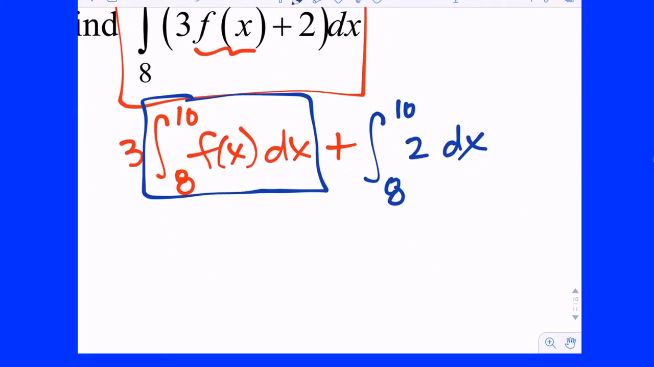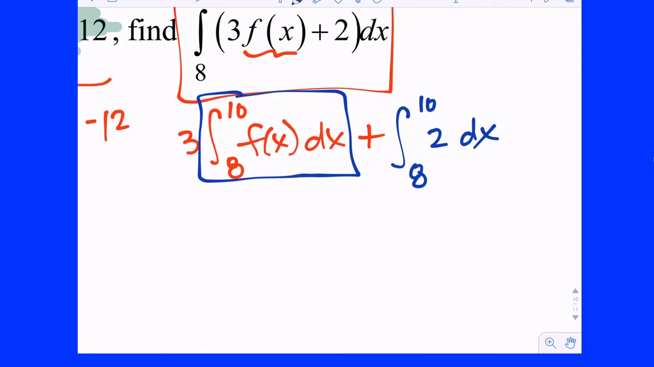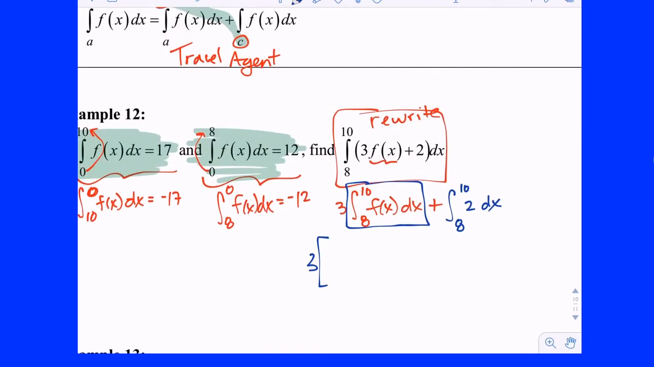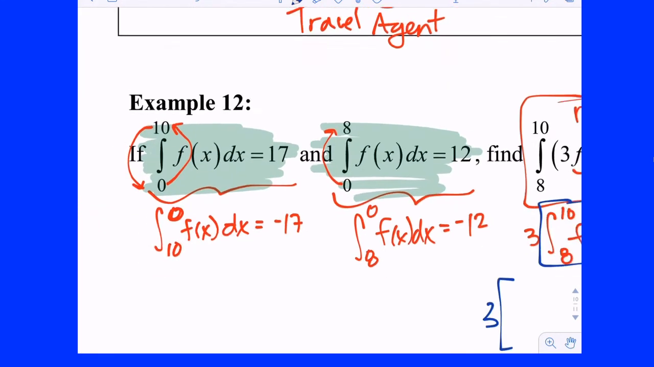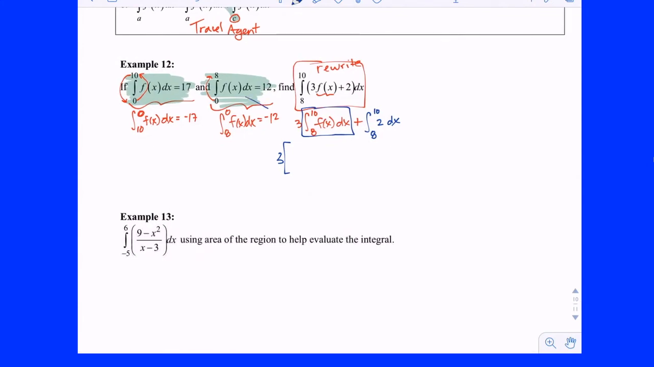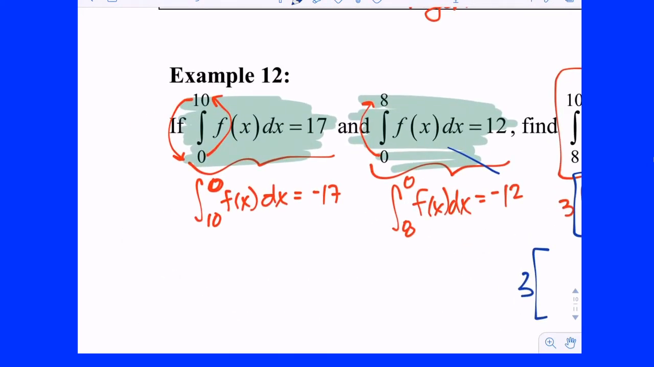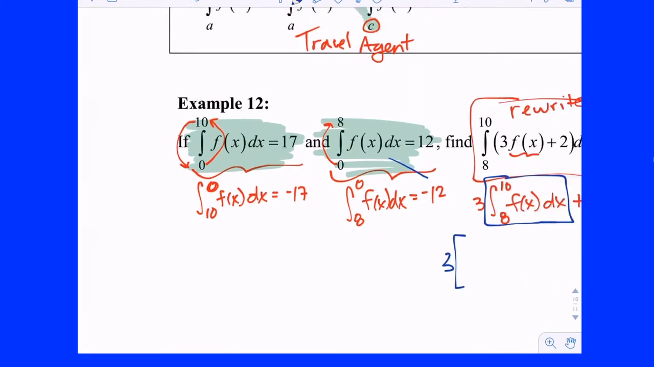pretty easily. In fact, let's do that on the next line. Okay, so on the first term, though, that's where the travel agent comes in. I need to go into my travel agent and say, look, I would like to fly out of 8 and arrive at destination 10. And the travel agent's like, okay, well, we don't have any direct flights that go from 8 to 10, but we do have a flight that goes from 0 to 10 and 10 to 0, and one from 0 to 8 and 8 to 0, so we're going to have to get you a connecting flight.